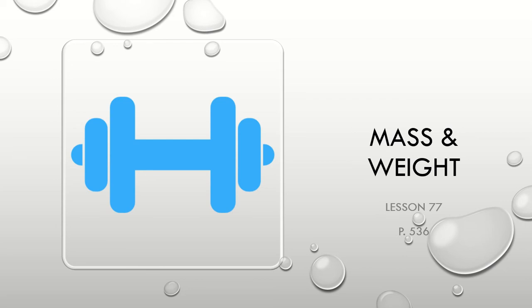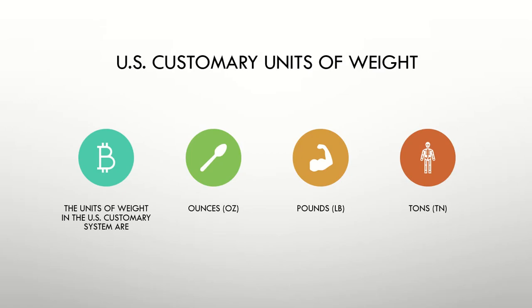Hi class, so for today's lesson in math, we're going to be looking at mass and weight. We are somewhat familiar with these terms, but let's get started.